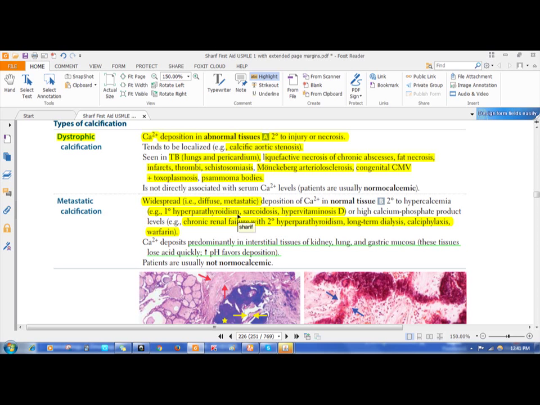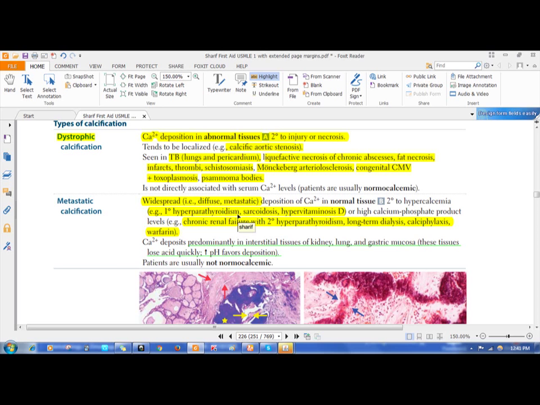And PTH also increases calcium absorption in the distal tubule, and PTH also increases the level of active vitamin D, which is 1,25-dihydroxycholecalciferol, by increasing the activity of 1-alpha hydroxylase in the kidney.